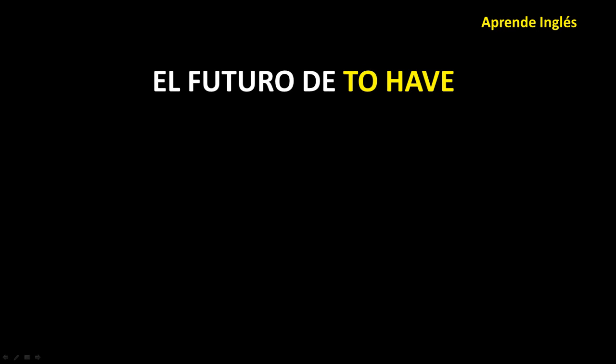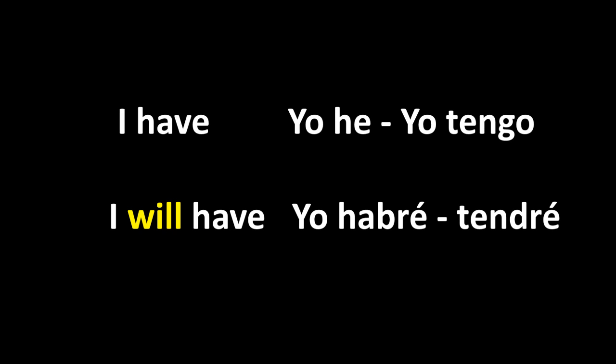Como recordaremos, en la clase del tiempo futuro, para decir el futuro en inglés, se necesita una sola palabra. Esa palabra es will, que antepuesta a cualquier verbo, le dará automáticamente el tiempo futuro de dicho verbo. Presta atención a las frases siguientes.